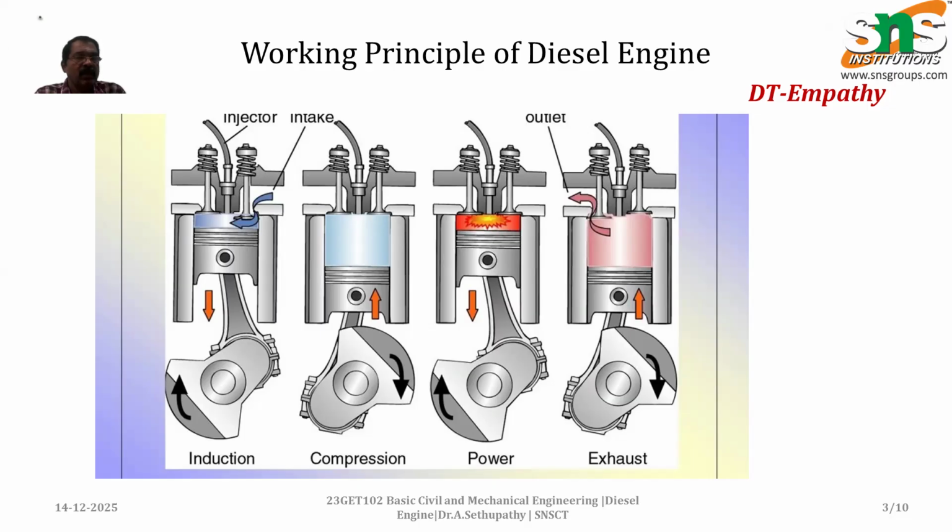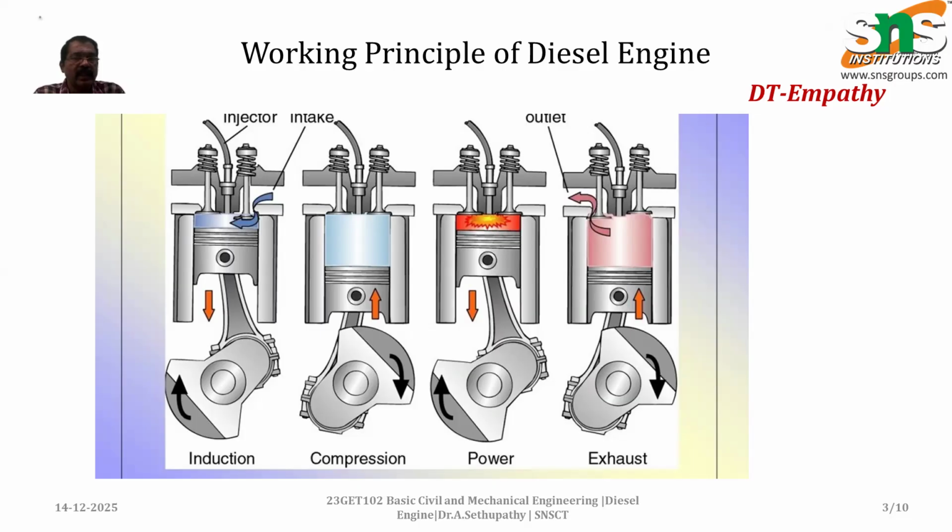Then the piston moves to the top side. The air is compressed more, and the volume of the air is reduced due to the piston's upward movement. At that time, both valves are in the closed condition, and no fuel is injected inside the chamber. So this is called the compression stroke.